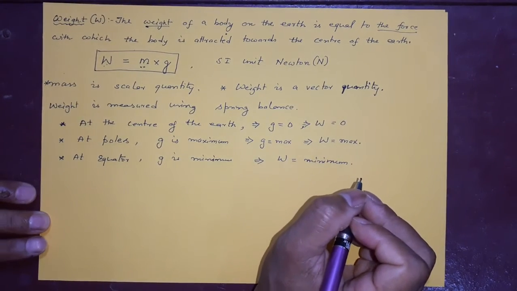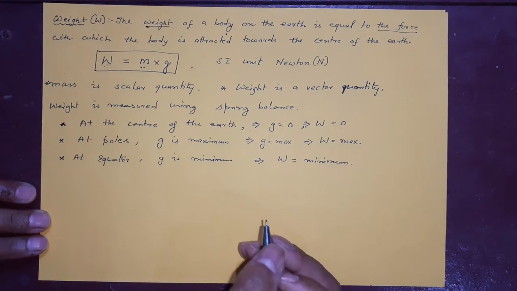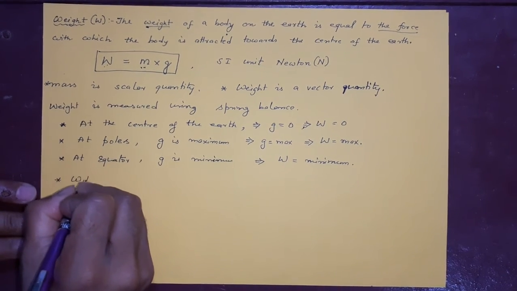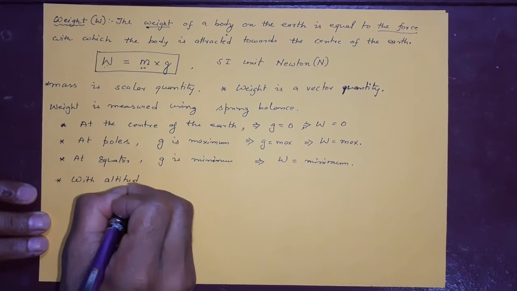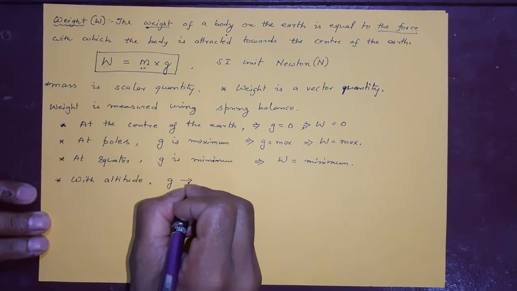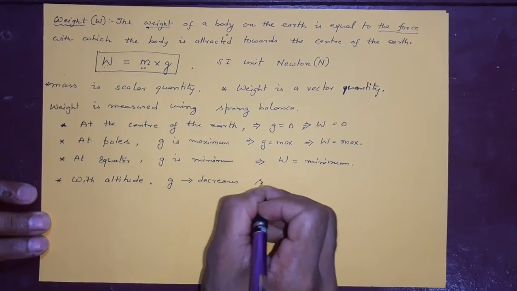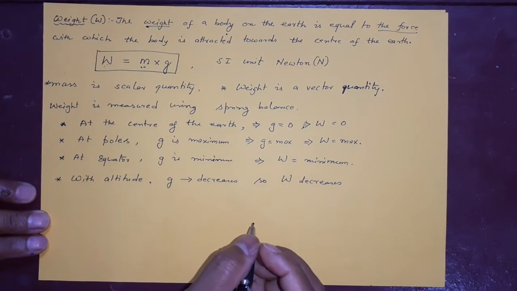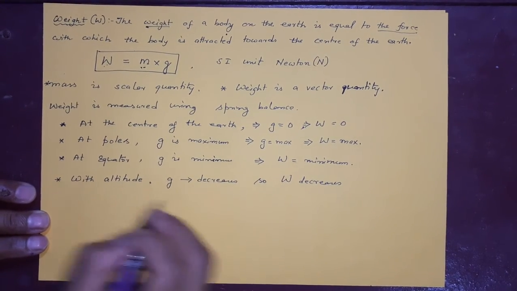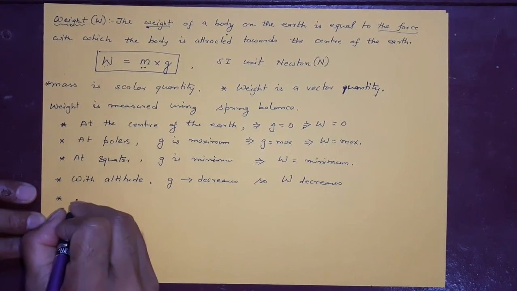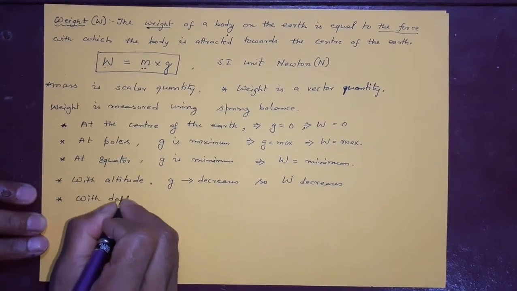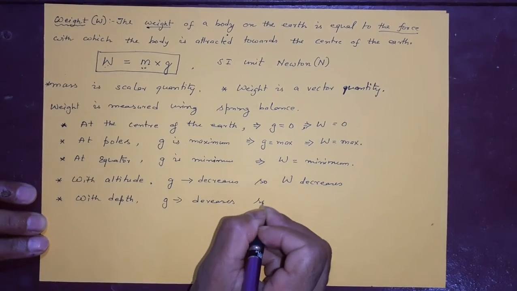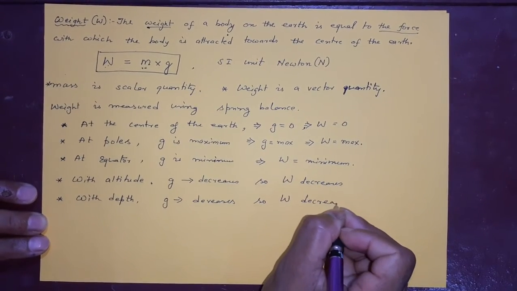So when we go up with the altitude, okay, the weight also decreases with altitude. What will happen? G decreases, so W decreases. That means if you go to some very high place, there your weight will be less because G is less there. Similarly, with depth, if you go inside the earth, G will decrease, so W will decrease there also.